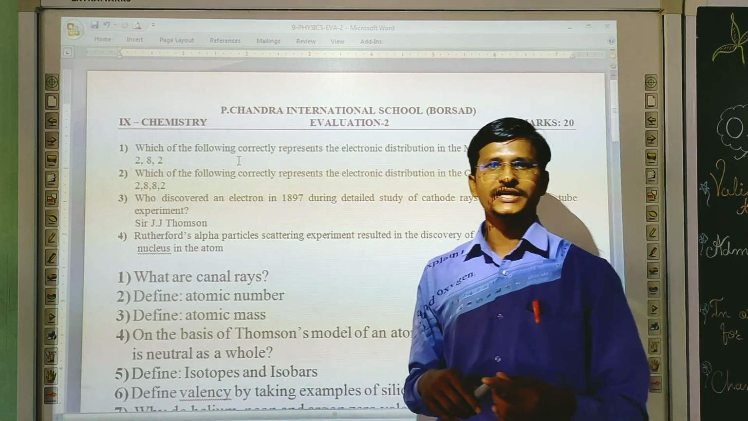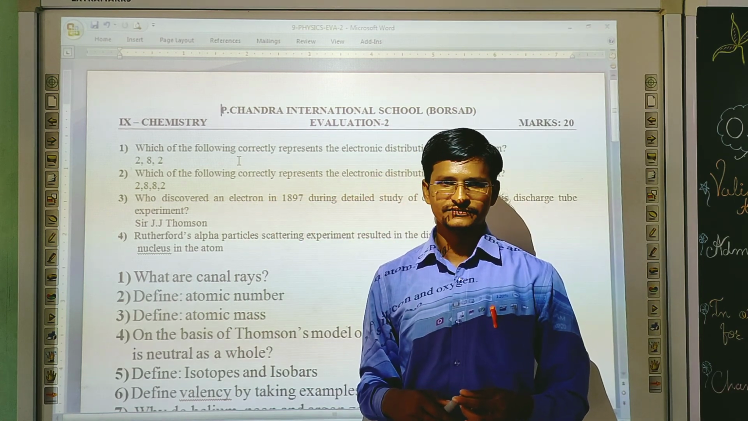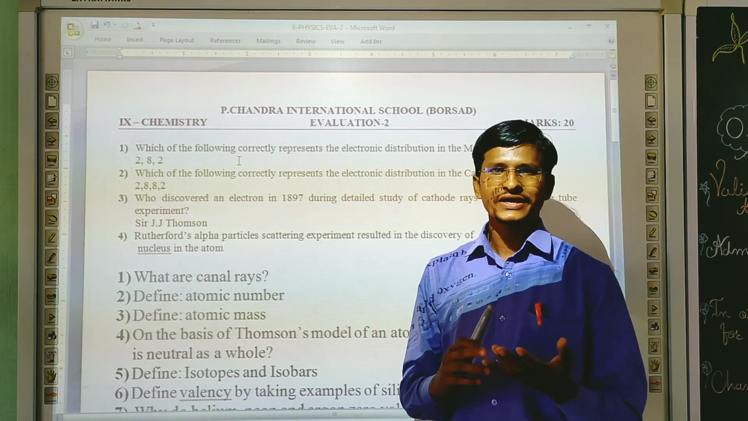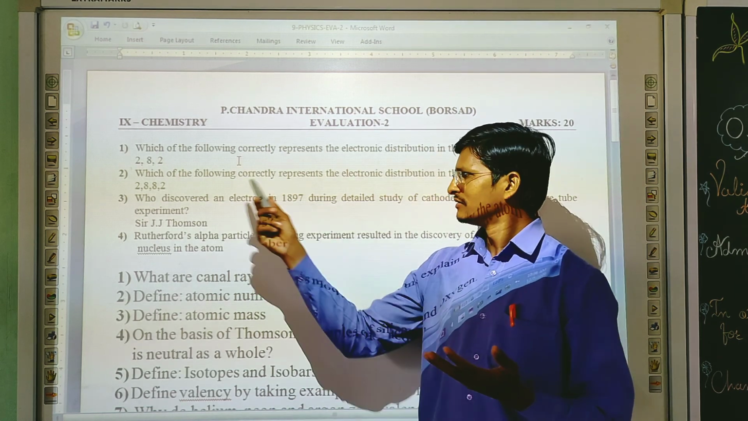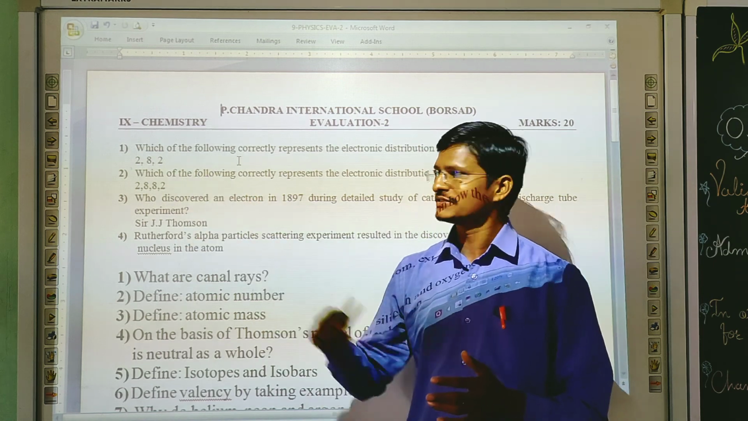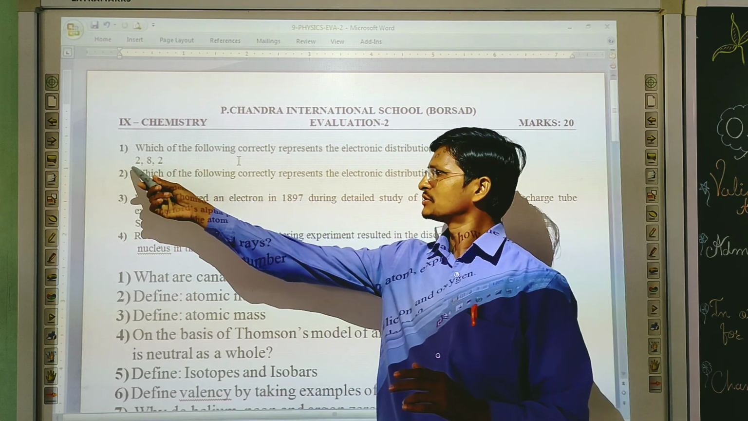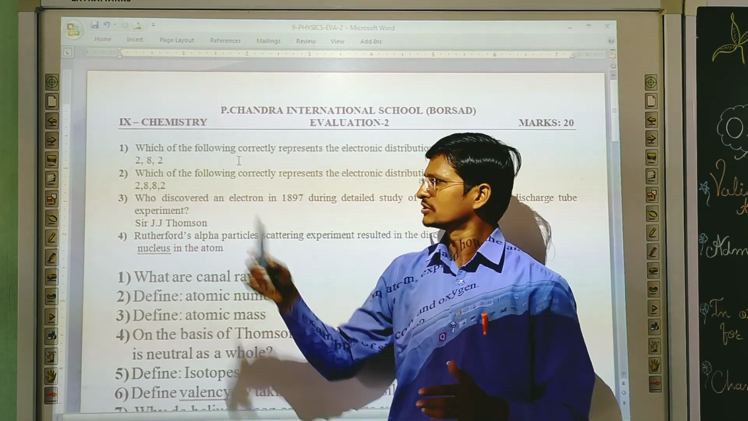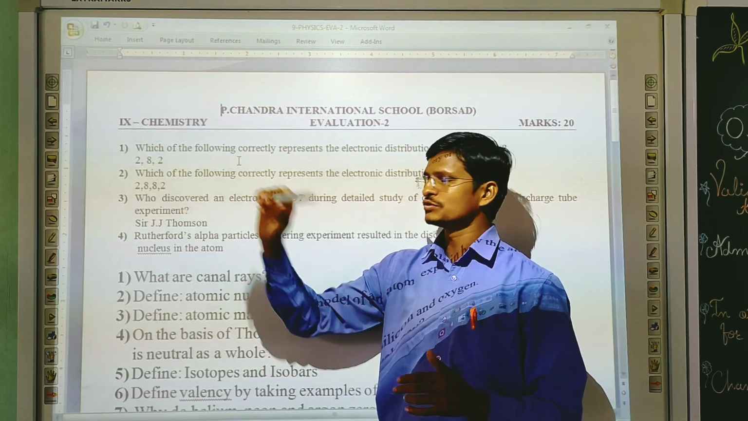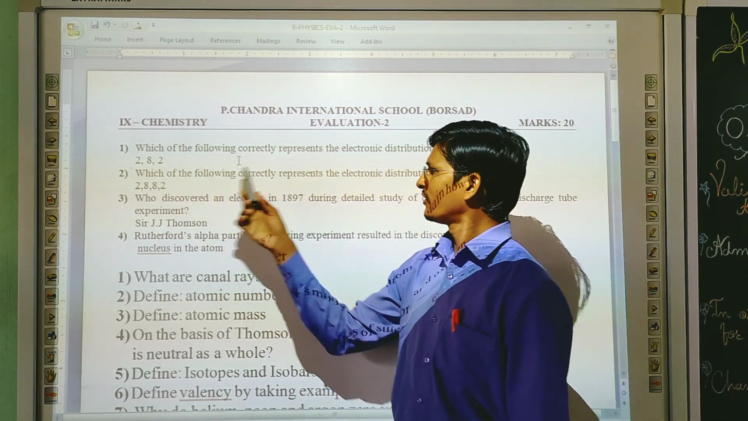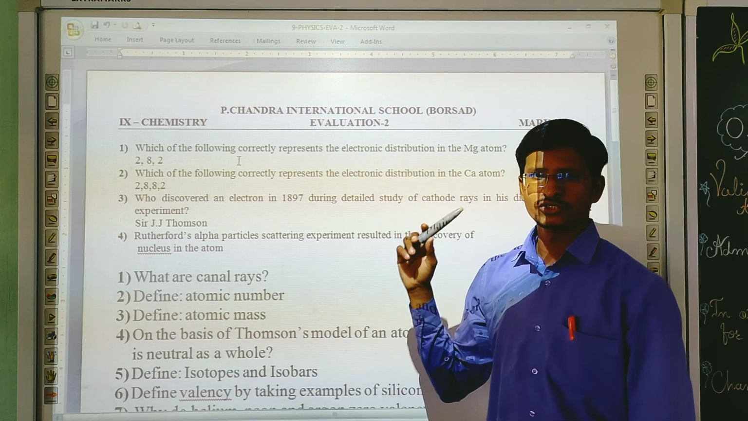Magnesium, my dear student, atomic number is 12. Now the electronic configuration of 12 will be 2, 8, 2. Find it out, it is there. Yes, it is there. Whatever other options are given, neglect them. Our answer is 2, 8, 2 electronic configuration: 2 plus 8 plus 2 is 12. So magnesium is 12.